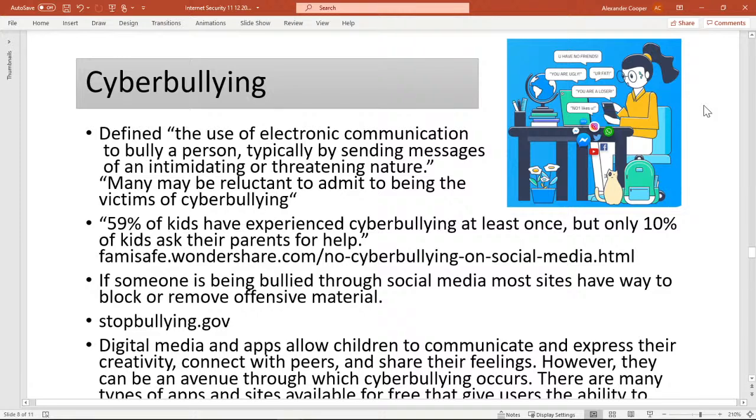And the sad part about it is the other family members may not even know that she's receiving stuff like that. So, define the use of electronic communication to bully a person, hence named cyberbullying, typically by sending messages of an intimidating or threatening nature. Many may be reluctant to admit to being a victim of cyberbullying, okay? Here's a big statistic right here. 59% of kids have experienced cyberbullying at least once, but only 10% of kids ask their parents for help, okay? If someone is being bullied through social media, most sites have ways to block or remove offensive material.